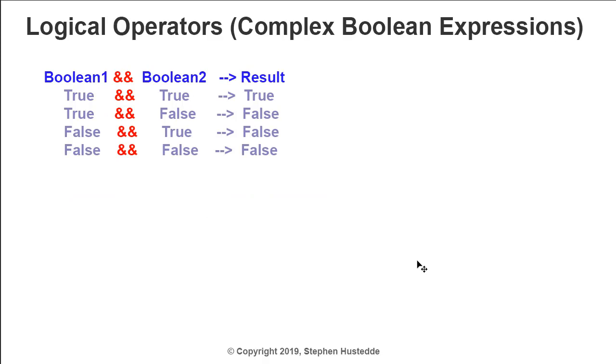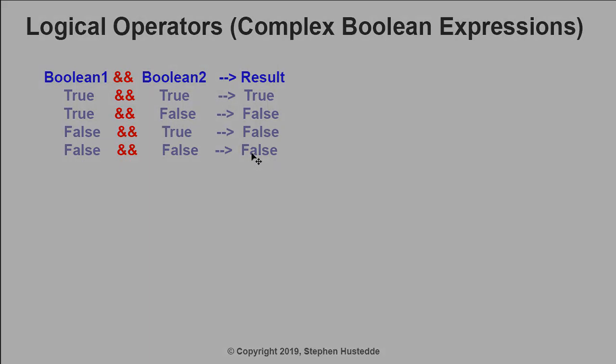We have our 2 expressions, Boolean 1 and Boolean 2, and there are 4 possibilities here. Both sides, Boolean 1 and Boolean 2, could be true, and the result is the whole expression is true. But if Boolean 1 is true and Boolean 2 is false, then the whole expression is false. And if Boolean 1 is false, but Boolean 2 is true, the whole expression is false. And if they're both false, obviously the whole expression is false.